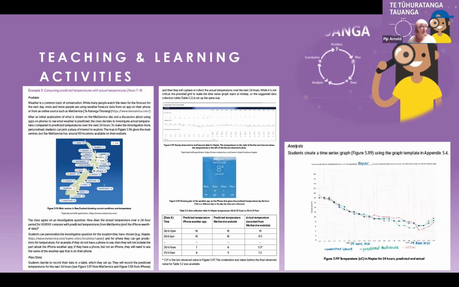Here's another example of a teaching and learning activity, I think from the analysis section. Now, in a chapter, don't expect to see a fully worked example, because I'm trying to highlight the part of the cycle we're working on. It's only when you get to conclusion that you get the fully worked examples; earlier on you're only getting the part of the cycle we're looking at. This is an example, I think I showed you the graph earlier, where I'm looking at predicted on the iPhone, predicted at Met Service, and then the actual one. So you can see the problem, plan, data, the information's there, ideas are there.